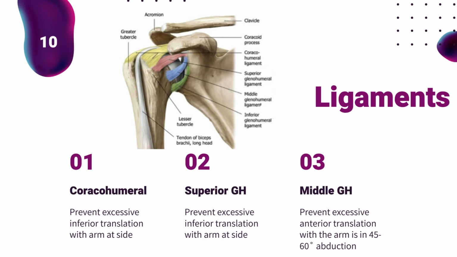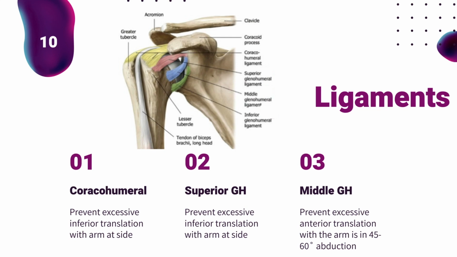The superior glenohumeral ligament is the blue ligament here. It also prevents excessive inferior translation with arm at side. And that's because the way that they're connecting the humerus and the scapula together, they're kind of both preventing that excessive inferior translation. So the superior glenohumeral ligament will also resist abduction.